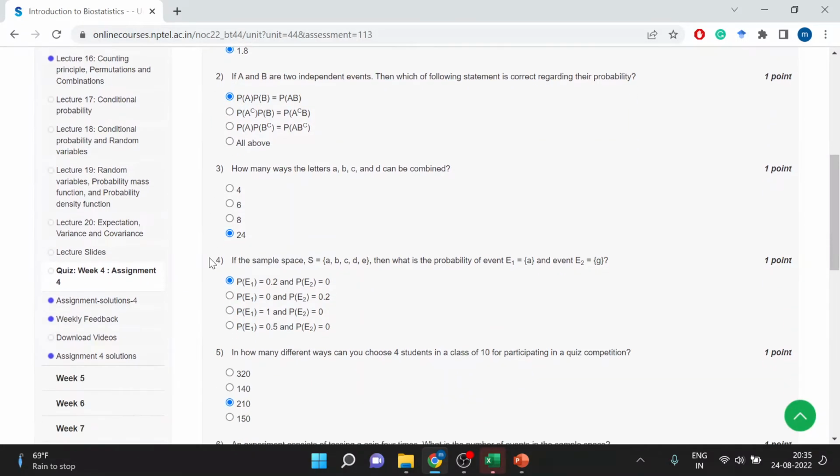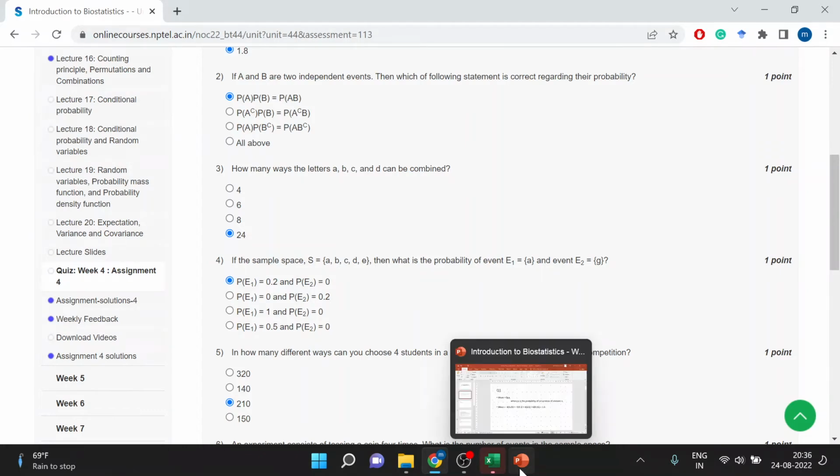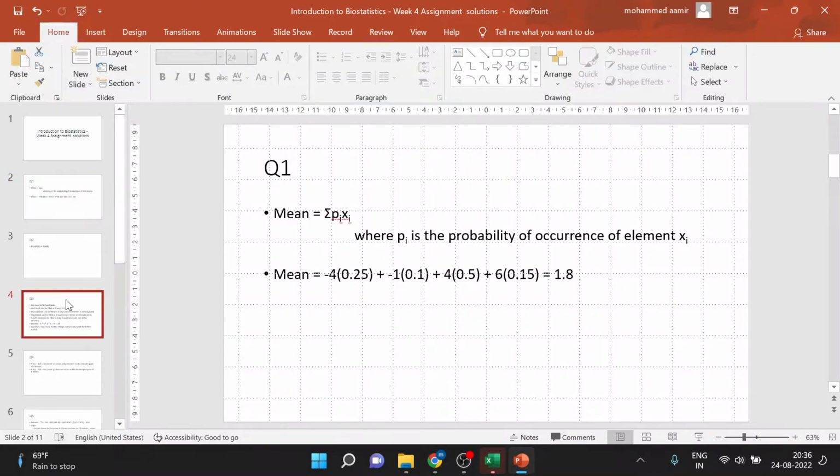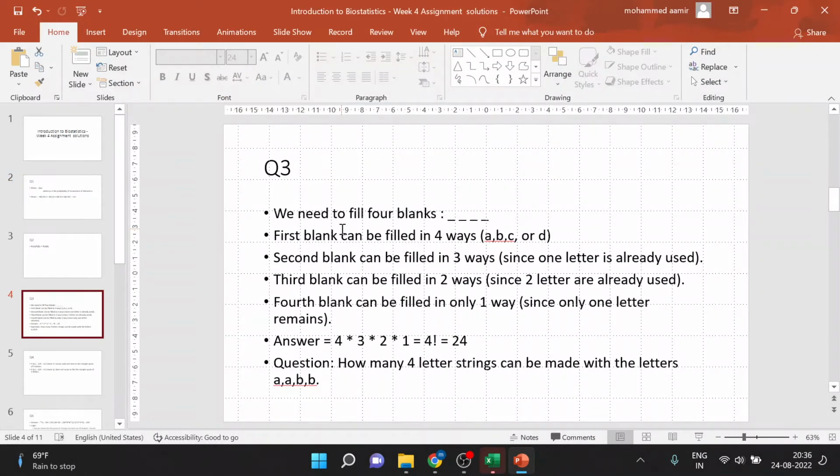Now the third question is, how many ways can the letters A, B, C, and D be combined? To do this, let's do this small logical exercise. Now we need to fill 4 blanks with the letters A, B, C, or D. Now how will you fill the first blank? Given 4 letters are at your disposal, the first blank can be filled in 4 ways.